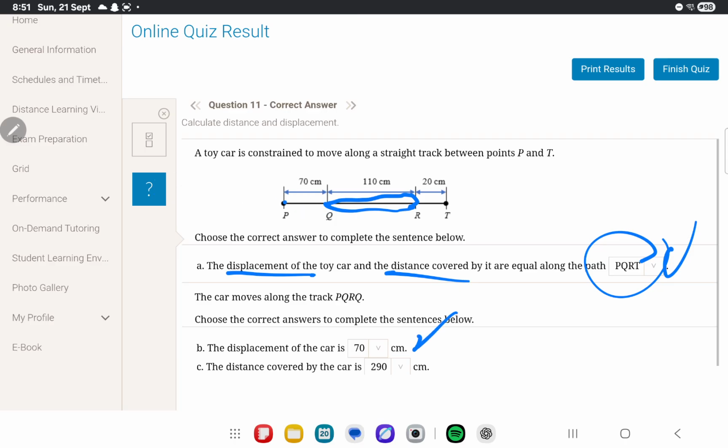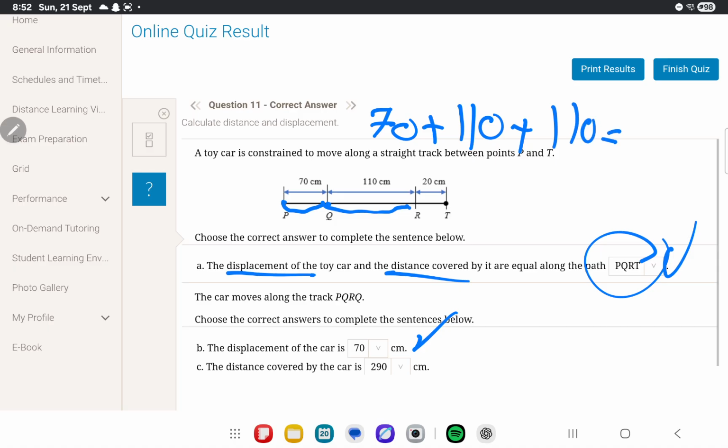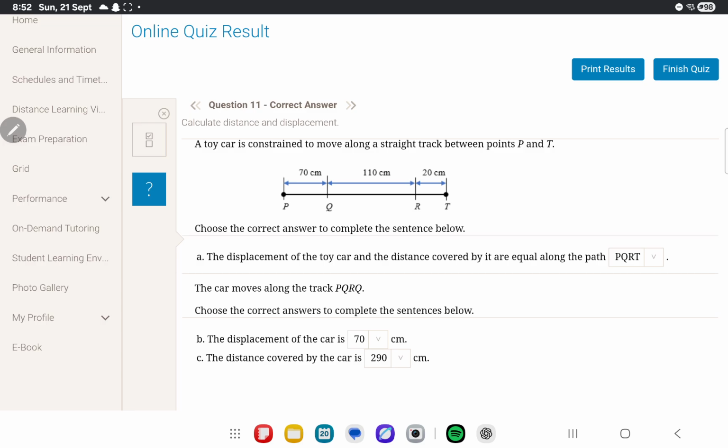My distance is actually going to be PQ plus QR plus RQ. So PQ is 70, QR is 110, then RQ is just the same thing, so it's 110. Add them all up, you get 70 plus 220, which is 290. And that's my final answer, 290 centimeters. As you can see here, since the car moved back, so it was moving in one direction, then it started moving in the other, the displacement and the distance are not equal. Now, that's the end of that question.